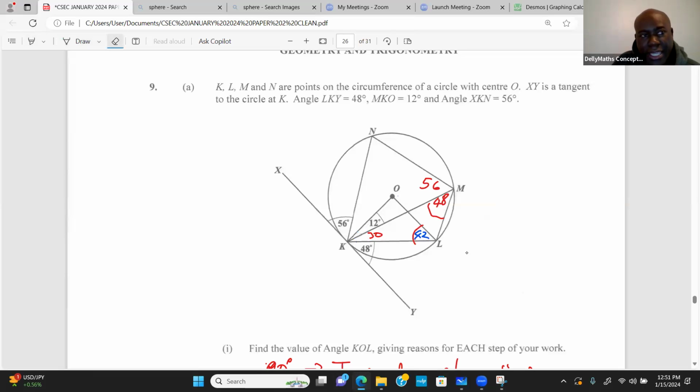It's a third angle because look at this. Let me just highlight this. This is one angle in that triangle. This is another angle in that triangle. You're asking me for this third one right here. So I'm just going to add those and take it from 180, right?